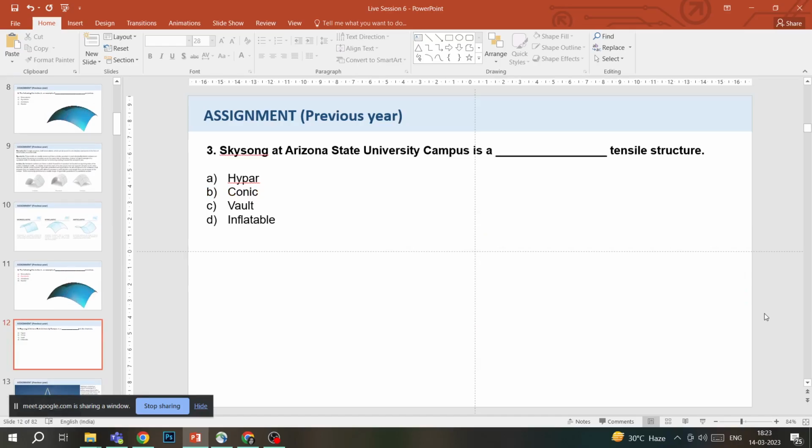Moving forward to the third question. Sky Song at Arizona State University campus is a dash tensile structure: hyper, conic, vault, or inflatable. So we will see first how Sky Song at Arizona State University campus looks, and then we will understand all these four terms, and then we will answer this question.